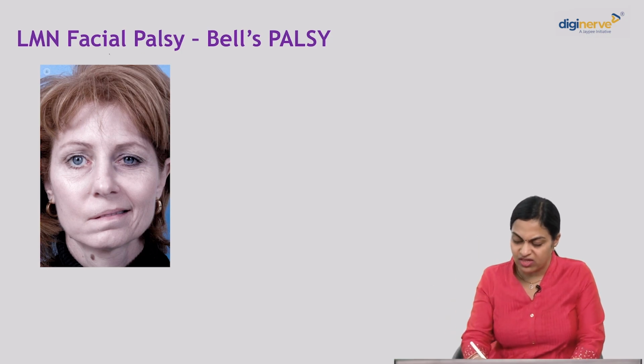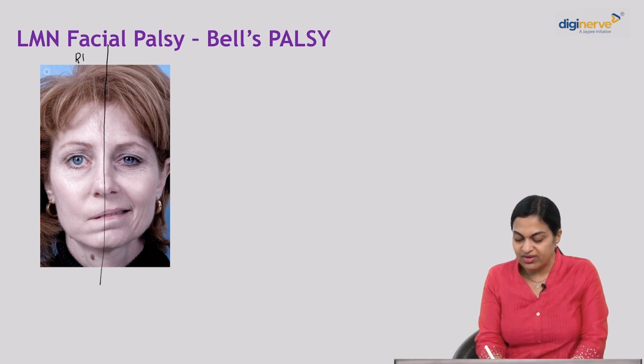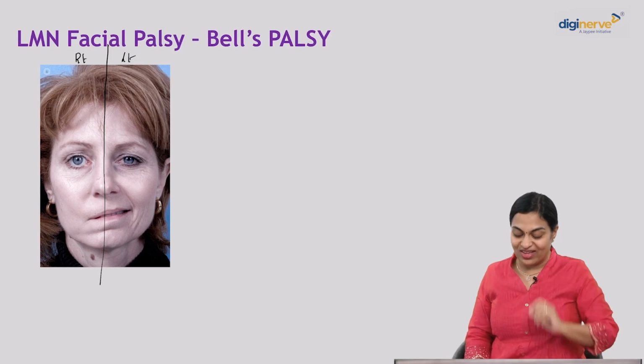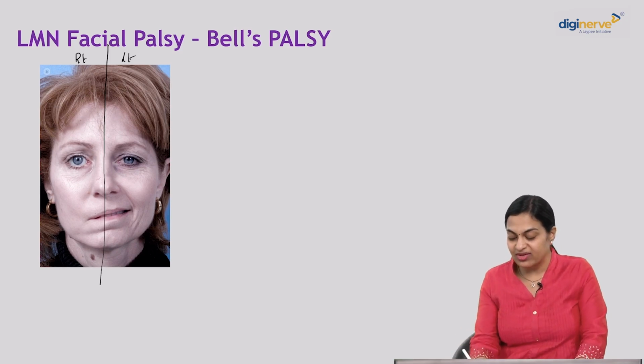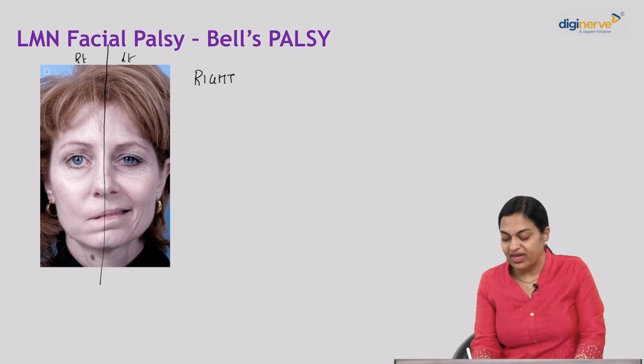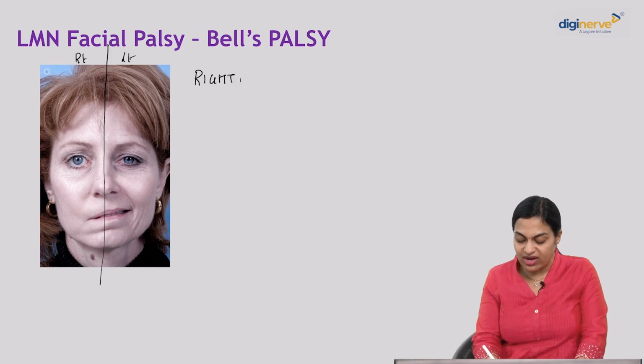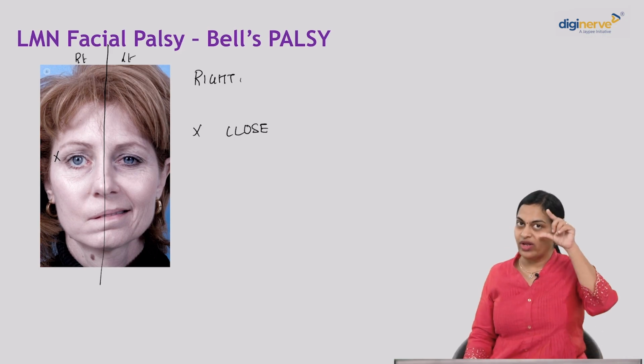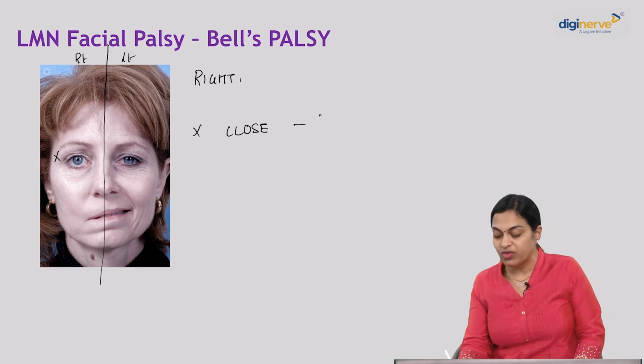So what are the features of facial nerve injury? Yes. If this is the right side of the face and the left side of the face, which side is affected? The right side in this image. I'll tell you. On the right side, can you appreciate, okay, here the patient is not able to close her eyes. What is the muscle responsible for closing the eyes?